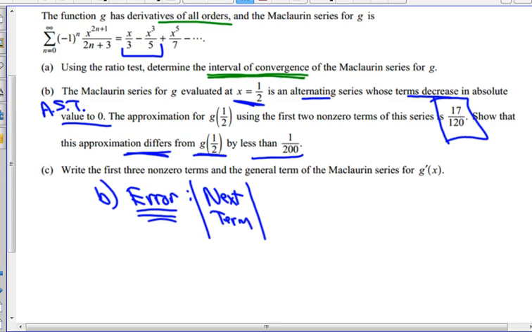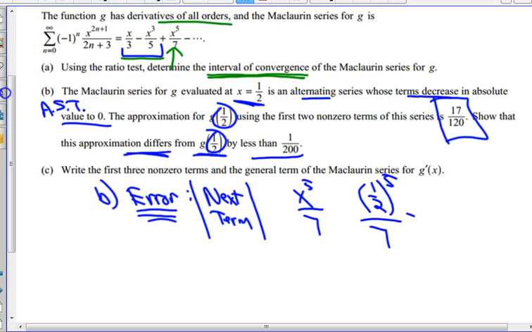And it's just that simple. So come back up here. We saw they did the first 2 terms. What are you interested in? You are interested in the next term. So we are interested in x to the 5th over 7. So x to the 5th over 7. Wait, what was x? Oh yeah, they're finding this at a half. So it's 1/2 to the 5th power all over 7. And that's it. You are done.